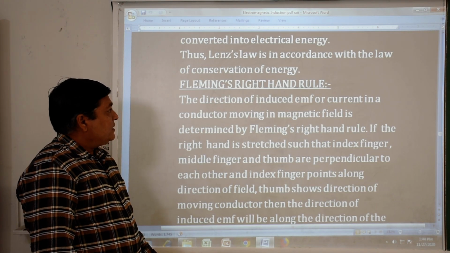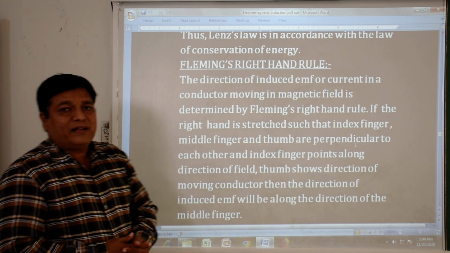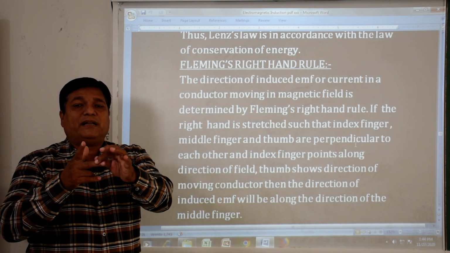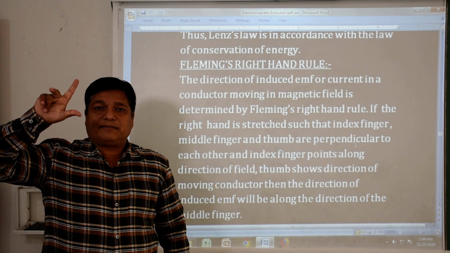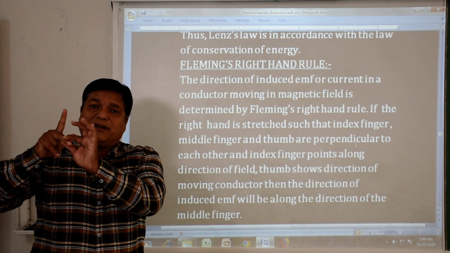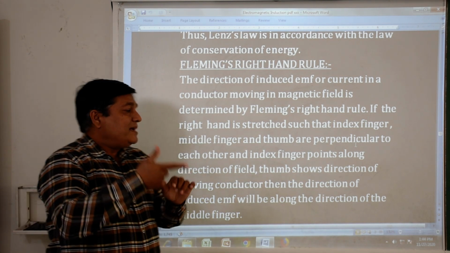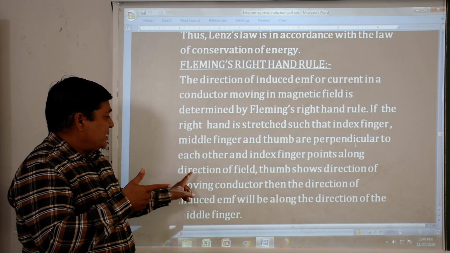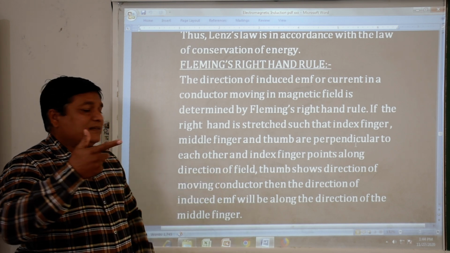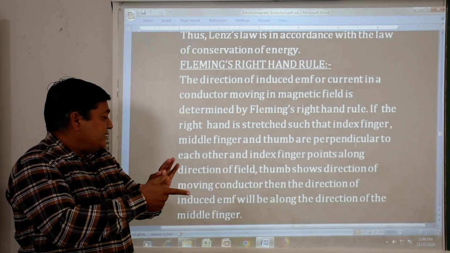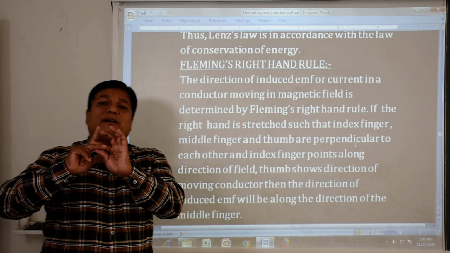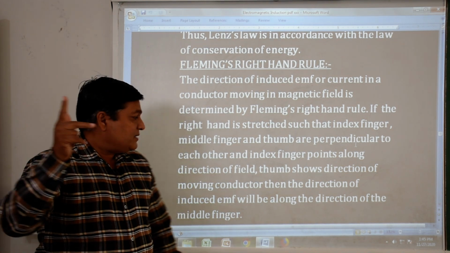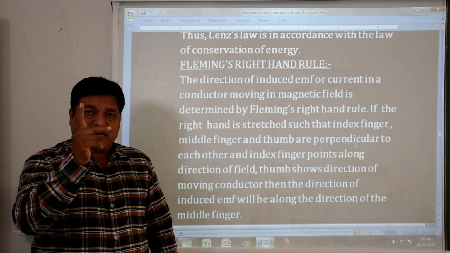Next rule, we see Fleming's right hand rule. What does Fleming's right hand rule say? It says that if we keep our index finger, middle finger and thumb perpendicular to each other like this, in such a way that the index finger points the direction of magnetic field, the thumb points the direction of moving conductor, then the middle finger of this right hand will show us the direction of induced current or induced EMF.